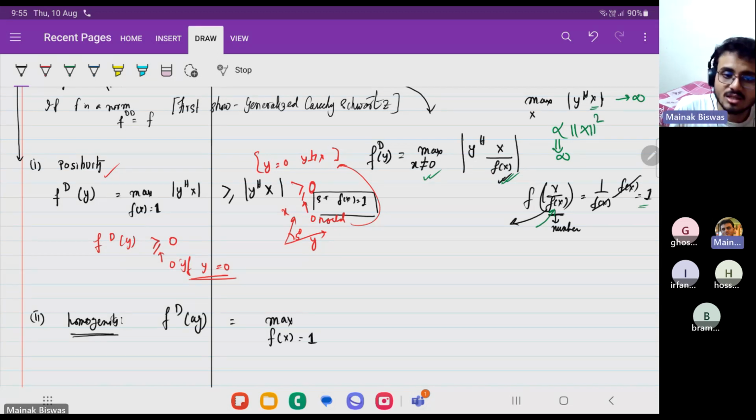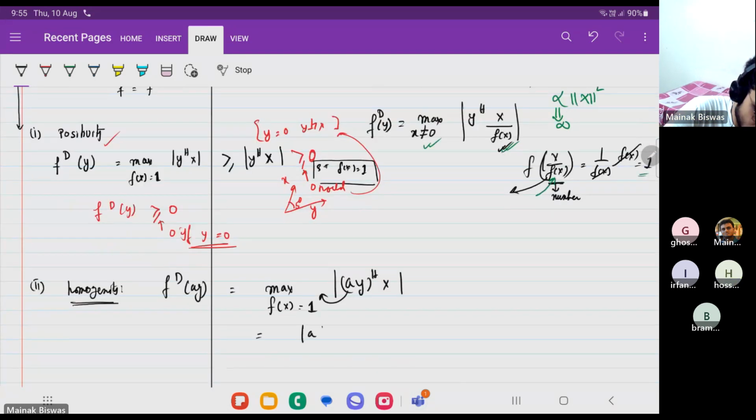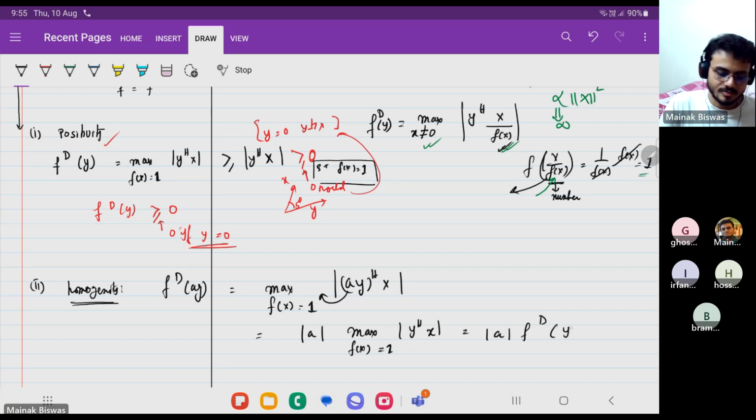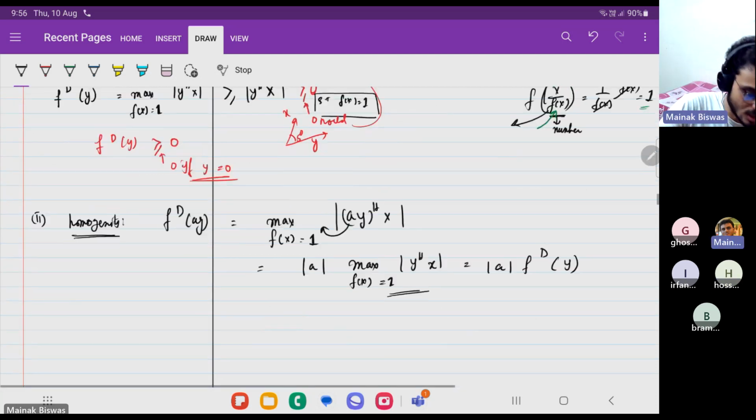I'm trying to make you practice this. Right? f of x is equal to 1, a y Hermitian x. Yes or no? Yes. So what is this? a will move out or not? a is a constant. So I will get a times this. Agreed? This is your dual norm of y. Good. So we have proved the homogeneity also.